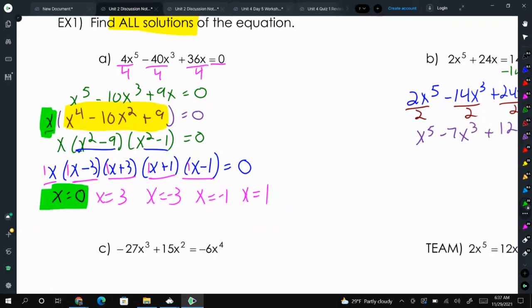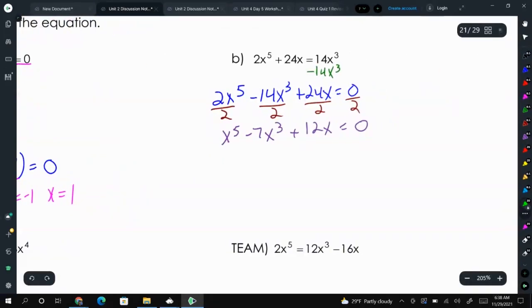So you don't ever want to divide by x when we're solving polynomials. We want to factor out an x because that means one of our solutions is x equals 0. So over here, let's factor out an x. x to the fourth minus 7x squared plus 12 equals 0.